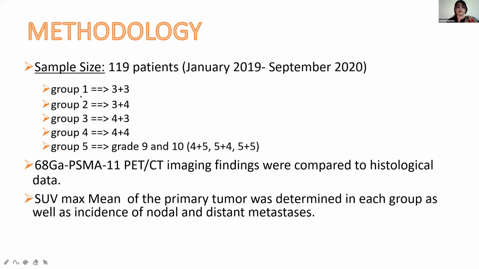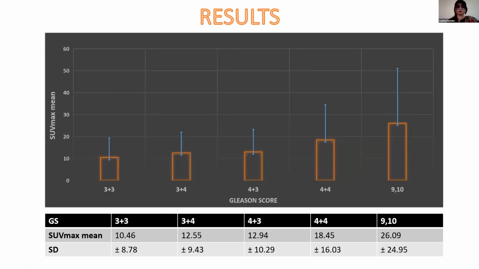In group 1, we placed the patients that had the Gleason score of 3+3 in their histopathology. In group 2, we placed 3+4. In group 3, we had the patients with 4+3 score. In group 4, we had the patients with 4+4. And in group 5, we placed the patients with grade 9 and 10 prostate cancer, which includes scores of 4+5, 5+4, and 5+5. Then we compared the Gleason scores with the imaging findings. We calculated the SUV max mean in each group, and we also calculated the incidence of nodal and distant metastasis. And these are the results that we got.